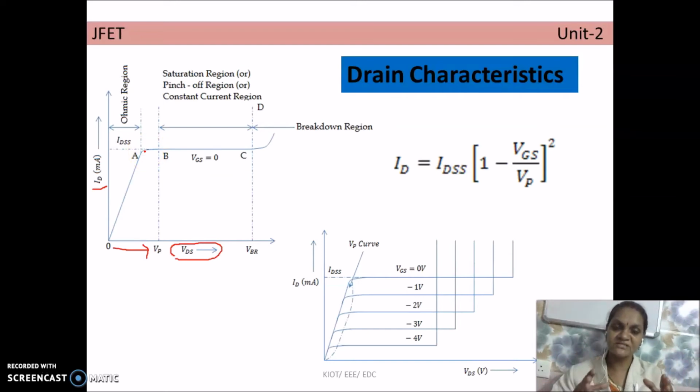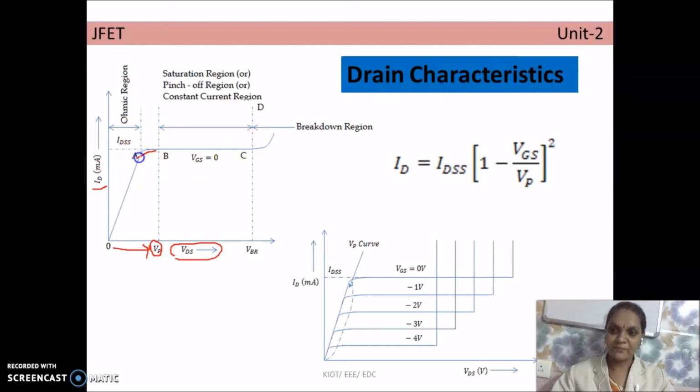So it prevents the further movement of charge carriers from source to drain, and as a result it reduces the drain current like this. And from the point B, this is the pinch off voltage. So the pinch off voltage is the value of VDS at which the drain current starts to remain constant.